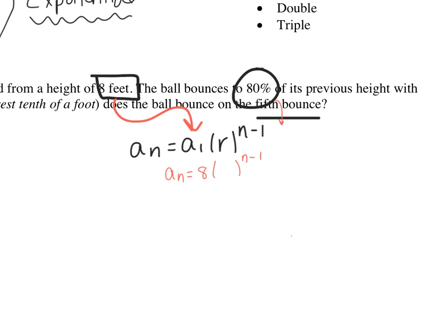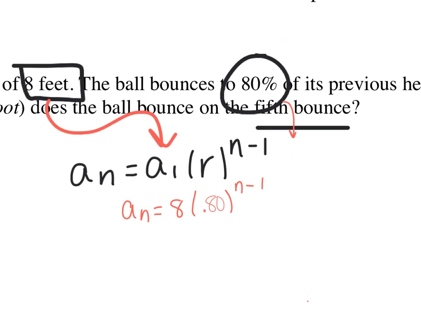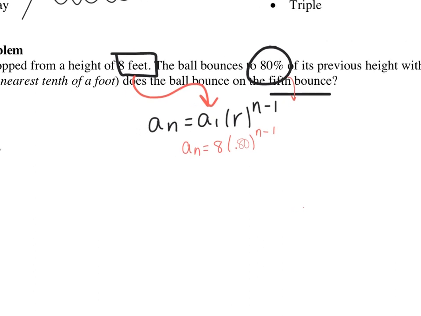Here's the issue. Our calculator doesn't have a percentage key, which means our common ratio isn't 80%. It's actually 0.80. This is my explicit formula. But I don't really care about my explicit formula. The question isn't asking me to find my explicit formula. However, I need to use my explicit formula to find out how high the ball is on the fifth bounce, which means that I simply want to find a sub 5.